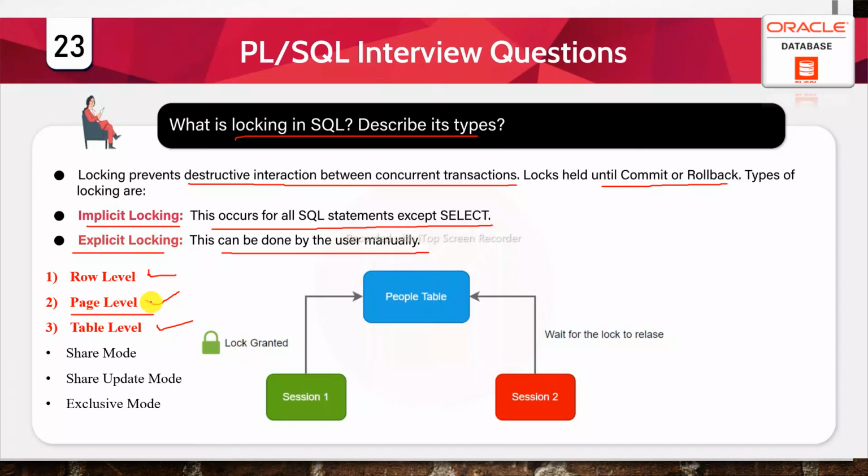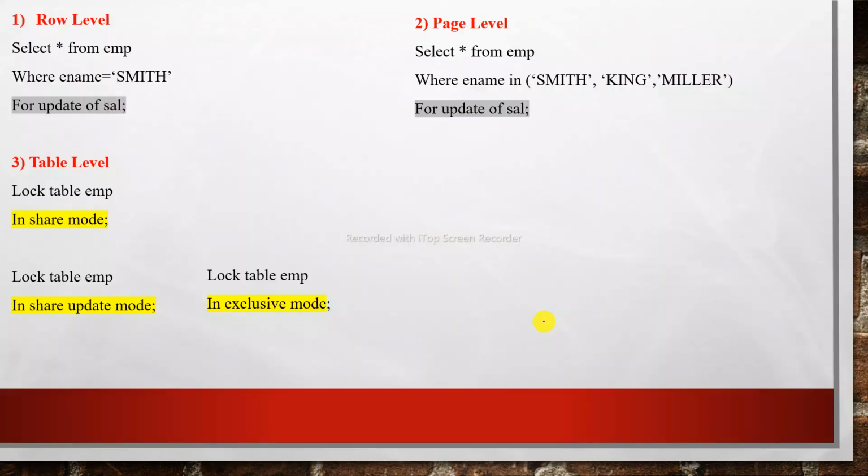So in page locking, we can lock a group of rows, that is two or three rows you can lock. So this is called page locking. And table locking is where we can lock the whole table. In table locking there are different modes: share mode, share update mode and exclusive mode. So let's talk in detail about these different types.